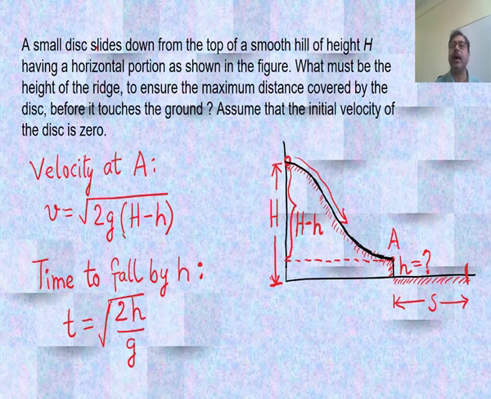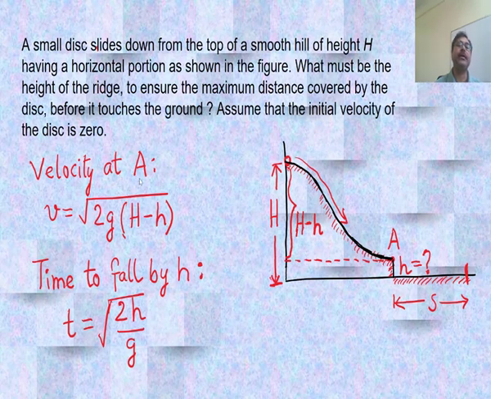Our question will be how high the capital A should be. That means what is the value of small h, the height of the point A from the ground, such that it covers the maximum distance capital S before it touches the ground. We know after it touches the ground, it will roll down, and due to the friction maybe it may stop. But we are not caring about that portion. We want to know how far from the edge of this ridge it will touch the ground. And that distance has to be maximum. So we are given capital H. We want to know the value of small h such that capital S is maximum.